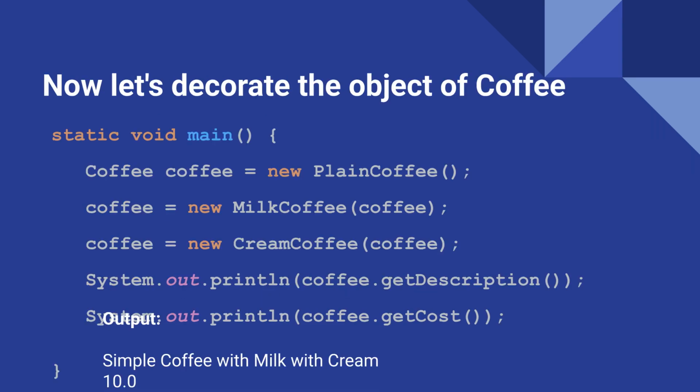To use the decorators, we start with plain coffee. We then wrap it with milk coffee and subsequently with cream coffee. The final output reflects the accumulated description and cost, demonstrating dynamic feature addition.